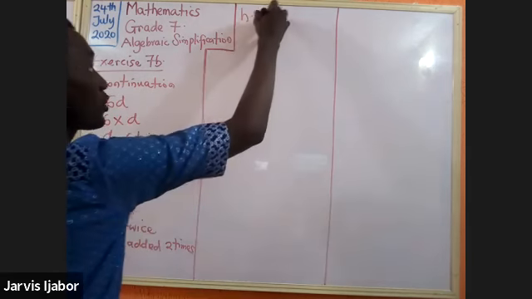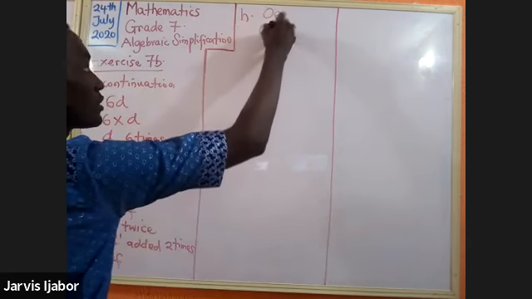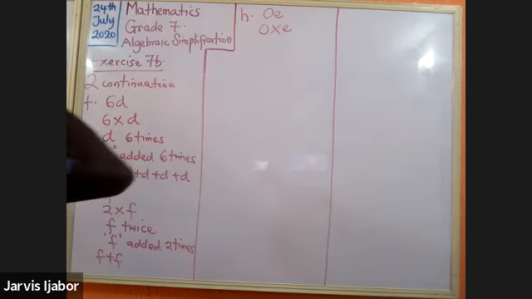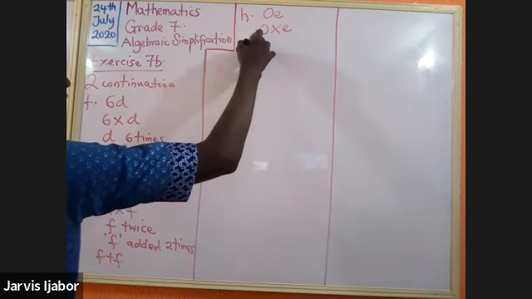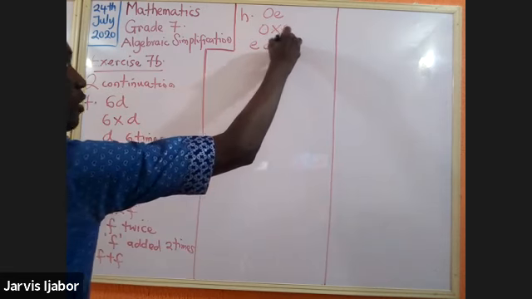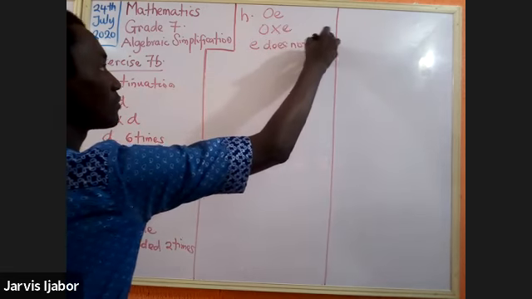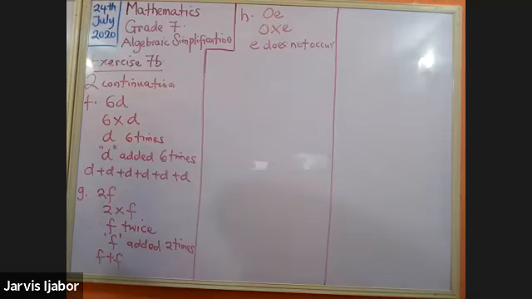It says 0E. It means 0 times E. This one means that E does not occur. E does not occur, and that's all.